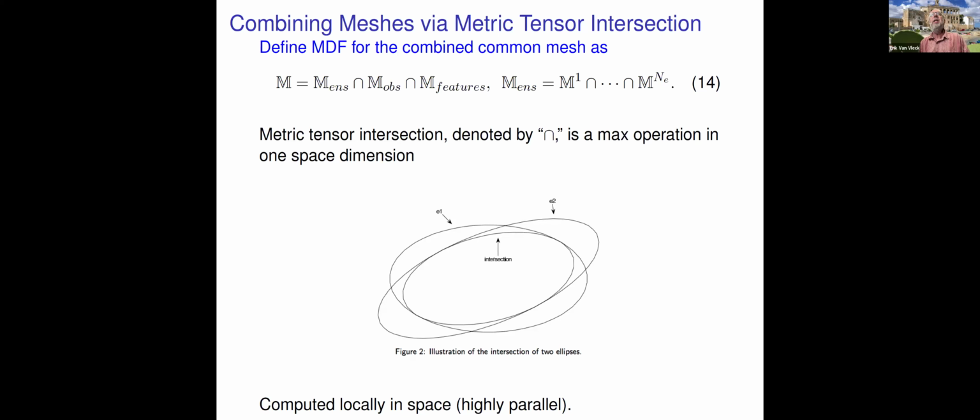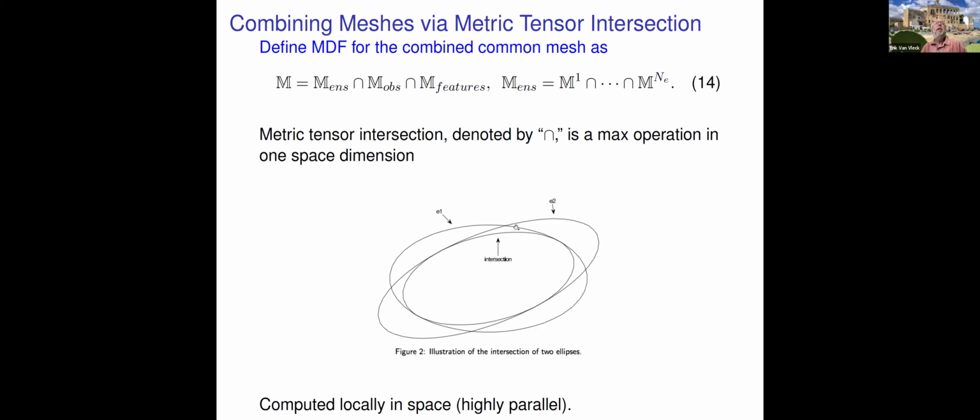When we do this metric tensor intersection, it's a max operation. So if I take two metric tensors that are supported on some reference mesh and take their intersection, what we get is the maximum of the local values of the metric tensor. In higher dimensions, what we're doing is basically intersecting ellipses. So this shows two ellipses, and we find the intersection. This picture actually corresponds to what happens to the mesh, as opposed to what happens to the mesh density function.